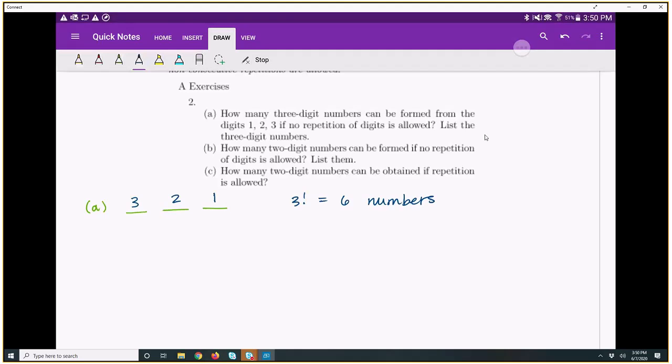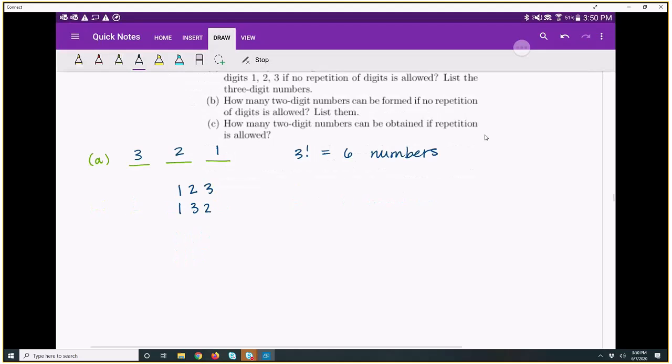And then it asks us to list them. So I'm going to say, well, what if I choose 1 for the first blank? Then I can have 2 and then 3, or I can have 3 and then 2. Instead, I could choose 2 for the first blank. Then I could have 1 and 3, or I could have 3 and 1. Or if I chose 3 for the first blank, then I could have 1 and 2, or I could have 2 and 1.